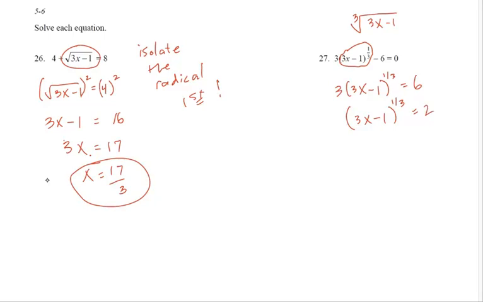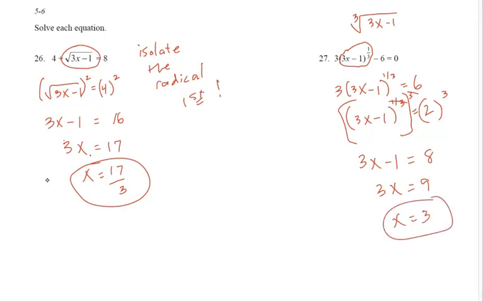And now, just like we undo the square root by squaring, you undo the cube root by cubing, raised to the 3rd power. And that's going to get rid of those 2 powers. They make 1 when they're multiplied together. So 3x minus 1 is 8, 2 to the 3rd power. Add 1 and divide by 3. And there's our answer for 27.